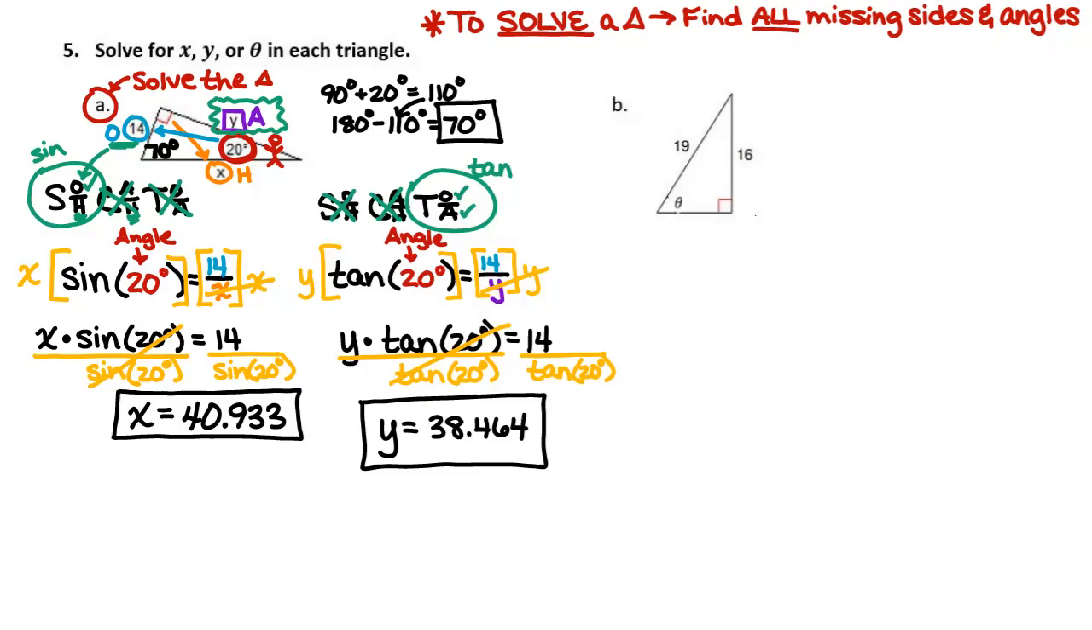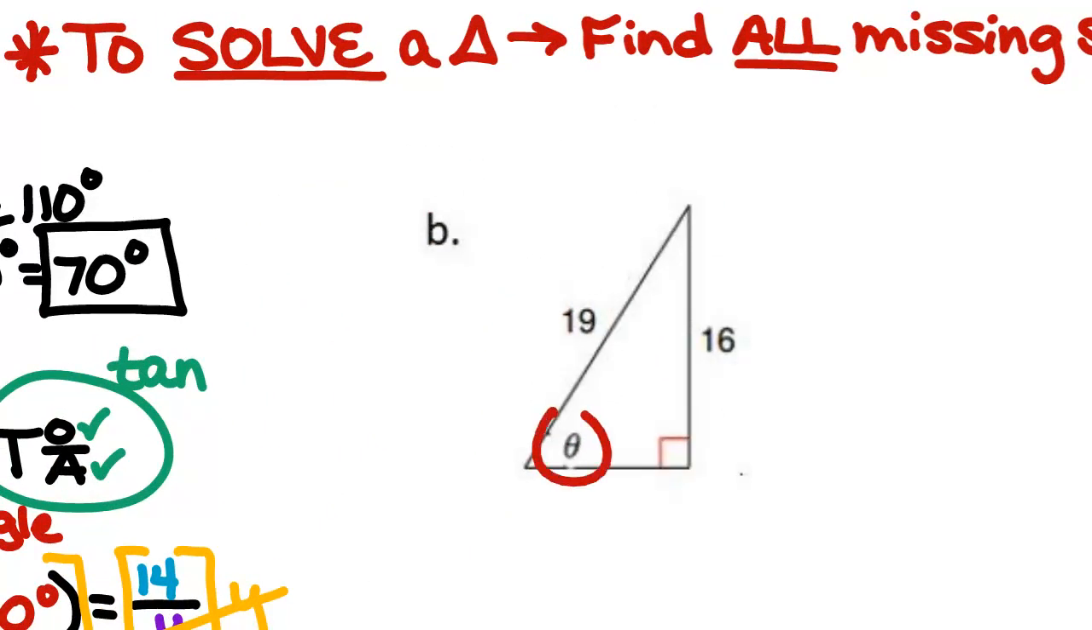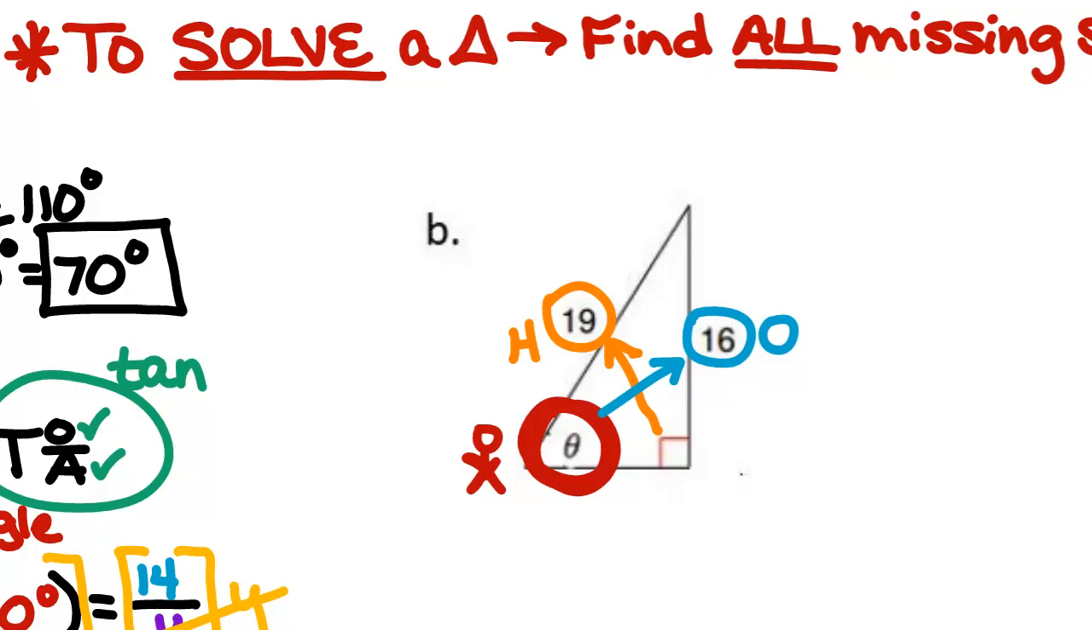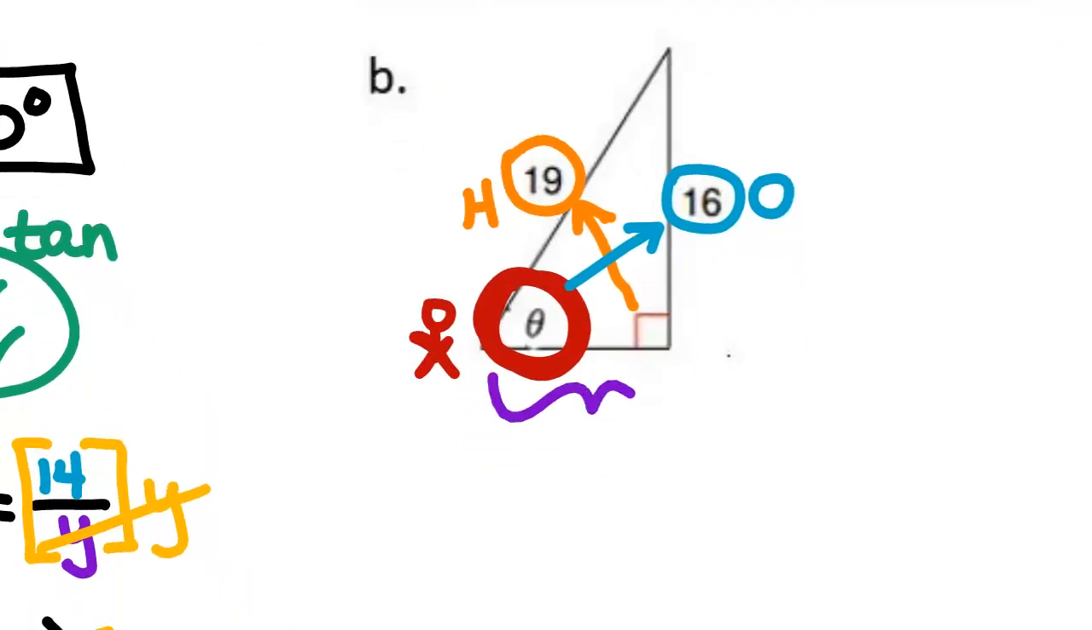How many things are they asking me to find in part B? Just one. Just the angle. So let's circle the angle that they want us to find. This is where we're standing. We label which side first? Hypotenuse. How big's the hypotenuse here? 19. Then we label, how big's the opposite? 16. And so down on the bottom would be what? That'd be the adjacent side.